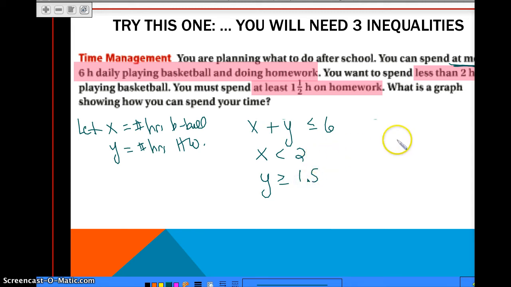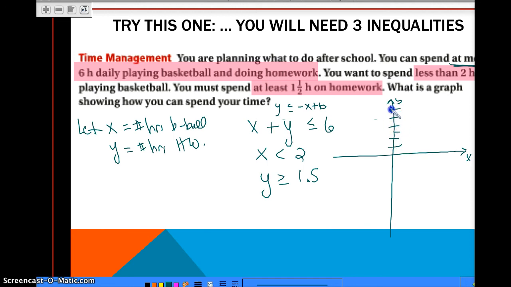So when we go to graph this, which you really should do on graph paper, but because I'm running out of time on the video, it's going to look something like this. You really need your first quadrant, because we wouldn't have negative hours spent on basketball or homework. For the first one, you'd solve for y, which would be y equals negative x plus 6. So your y-intercept would be at 6.